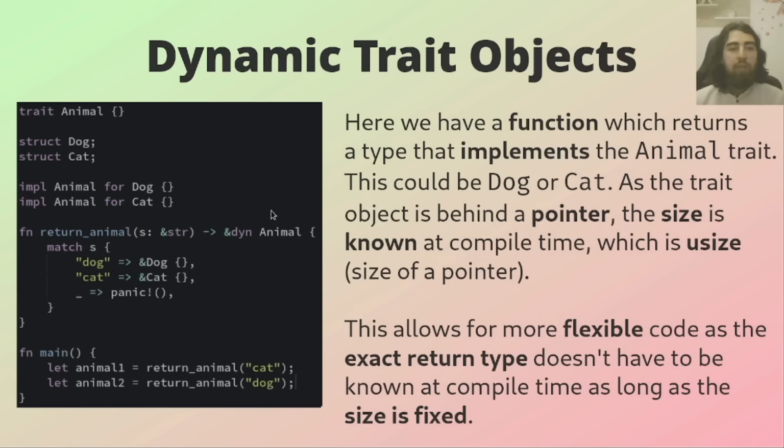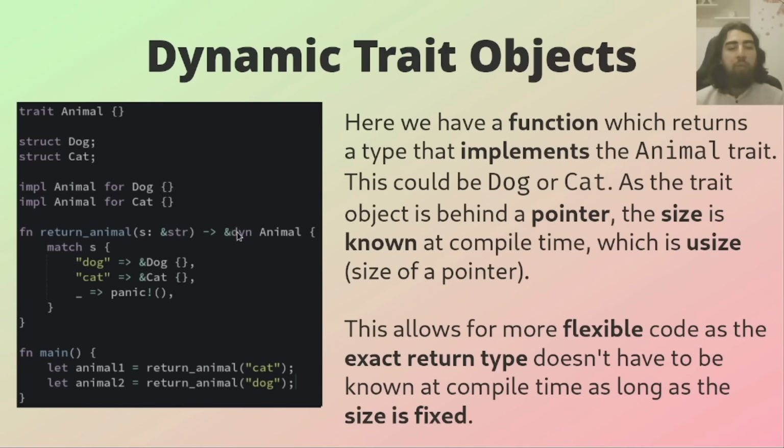So over here, for example, we have a trait Animal and two custom types, Dog and Cat. Then we implement the trait Animal for both of these types. And as you can see, we have a function return_animal. It takes a string, and if this string is dog, then it returns a Dog instance. Now, if it is cat, then it returns a Cat instance.